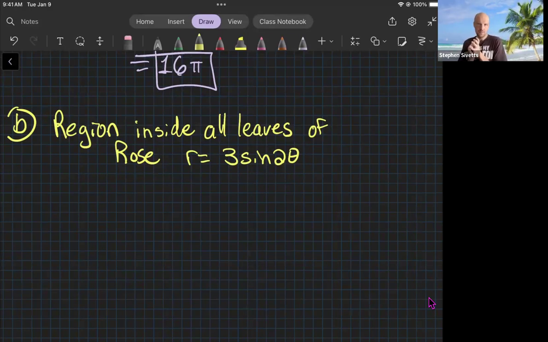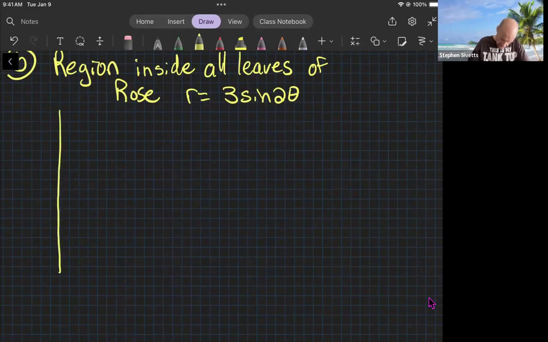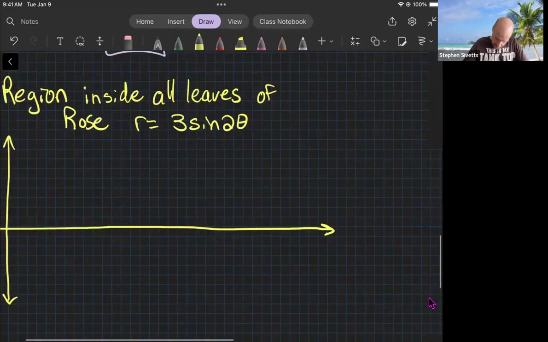And then we'll be able to formulate an integral from there, right? So pause the video and try to work on this. Okay, so I've assumed that you've computed this problem. So we want to figure out the region inside all the leaves of the rose 3 times sine of 2 theta. So first of all, it's helpful to draw out the sinusoidal curve of this function, 3 times sine of 2 theta.